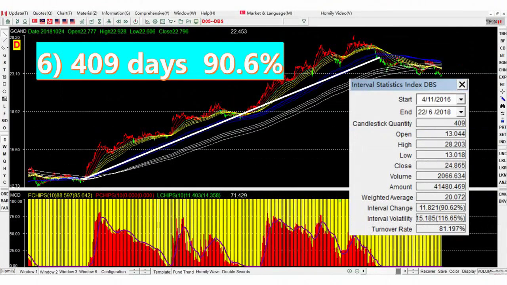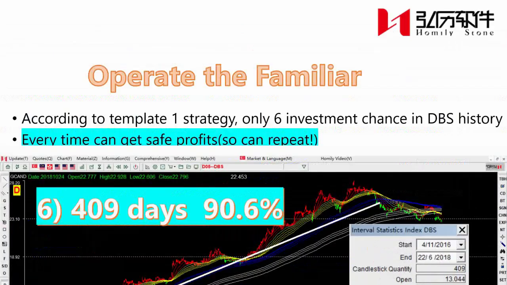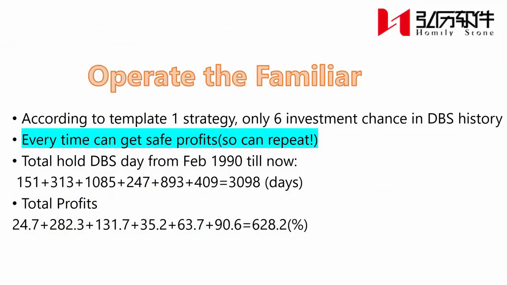Until June 2018. So for long-term investment, according to this template, for DBS we only got 6 times, and the total holding days is 3,098 days, and our total profit is 628%. So it means in the past 30 years, we only held 3,000 plus days, and our profits are 600 plus percent. So this is the template.